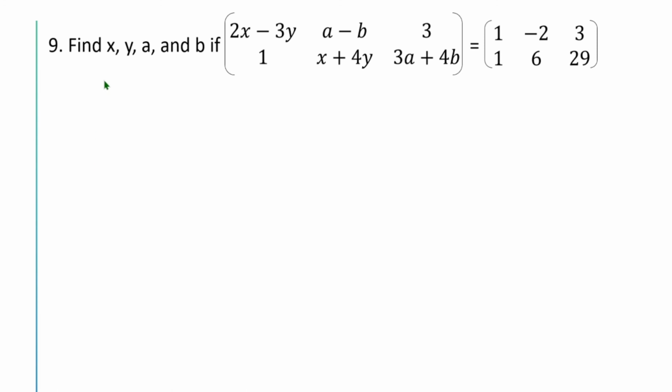Next question, find x, y, a and b if this 2 by 3 matrix [2x minus 3y, a minus b, 3; 1, x plus 4y, 3a plus 4b] equal to [1, minus 2, 3; 1, 6, 29]. So we have to compare the element in the first row, first column and the element in the second row, second column to get x and y. So let us compare.